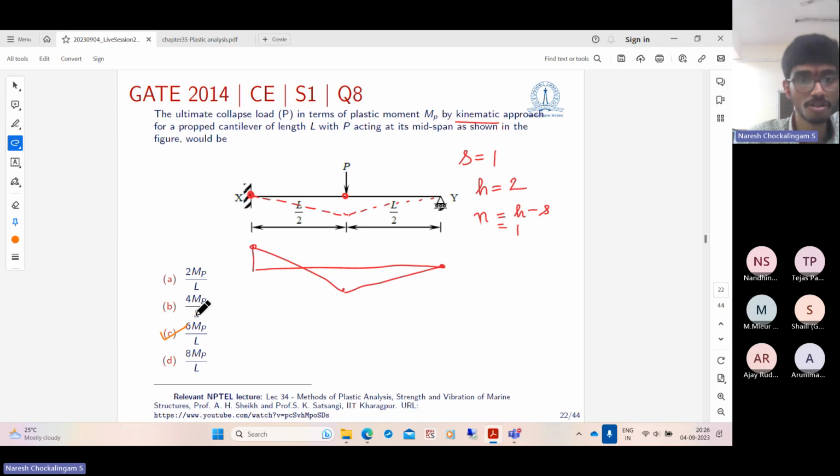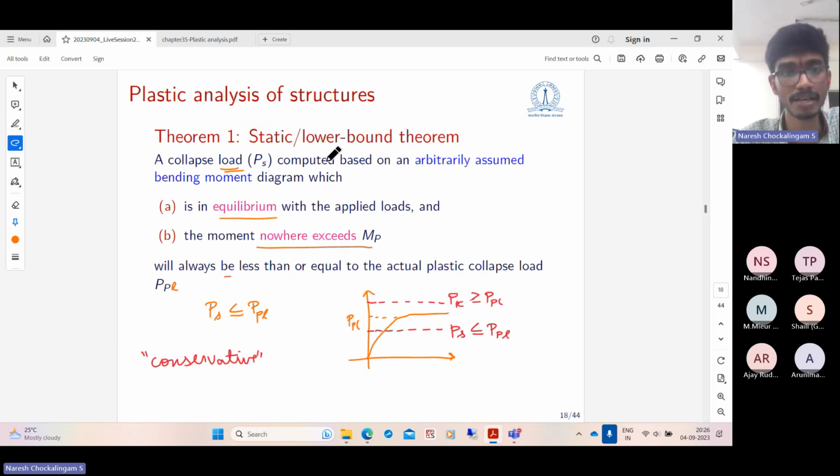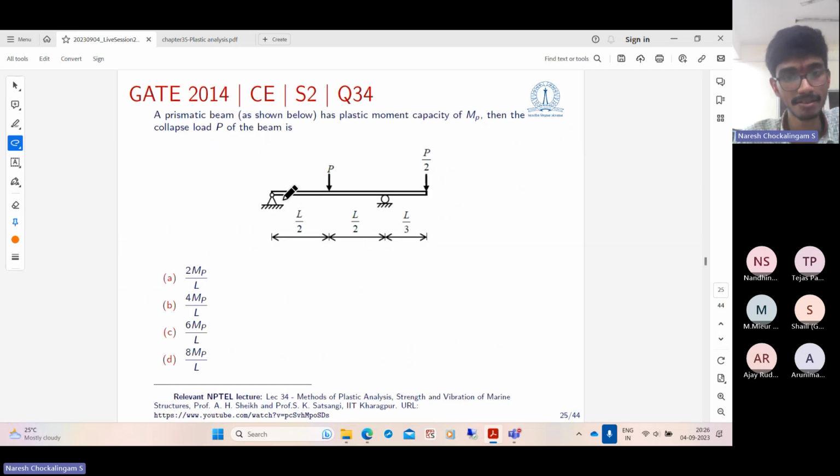So this is the procedure. Don't worry about the theorems too much. When you solve the problems, you don't need to worry about this too much. These are just telling, when you have a complicated structure, these are all useful. But in GATE, mostly you will get simple frames, or say this propped cantilever beam. The next question is an overhanging beam. In this case, you'll have two mechanisms and you have to take the minimum of the two.